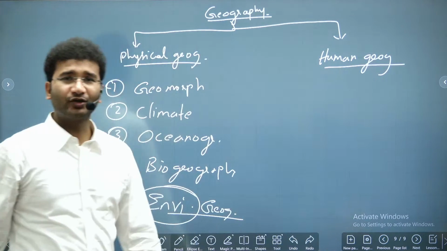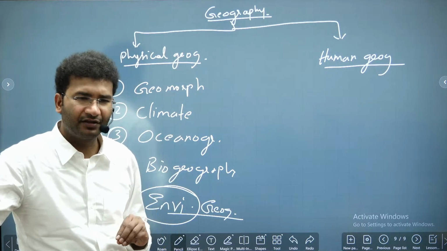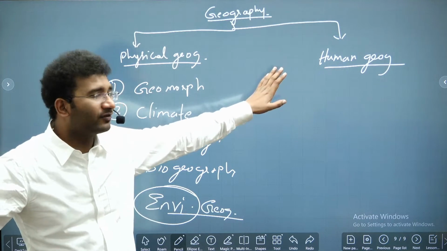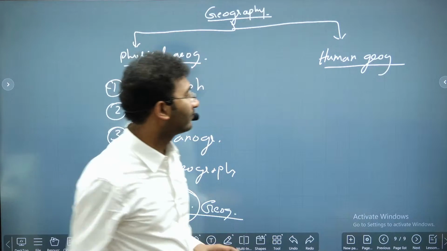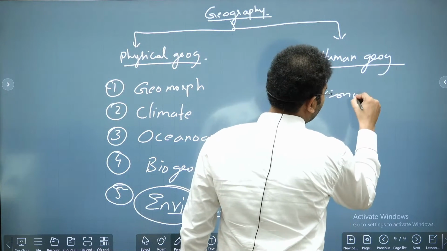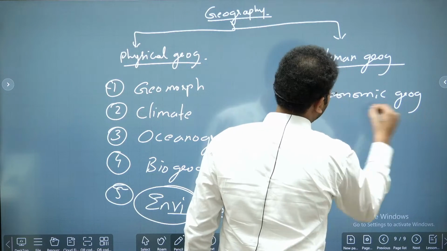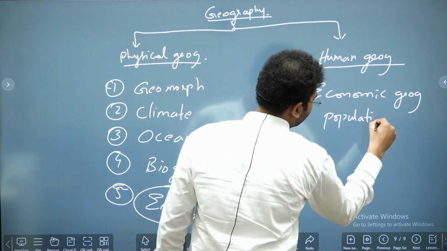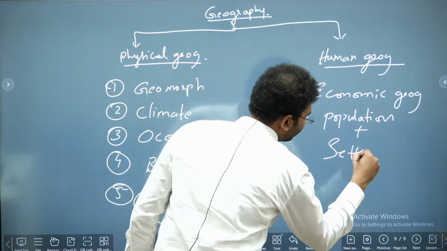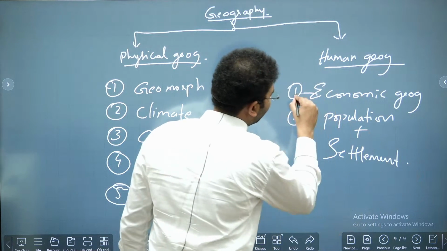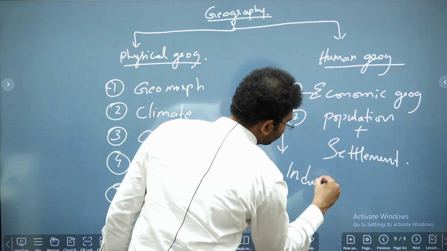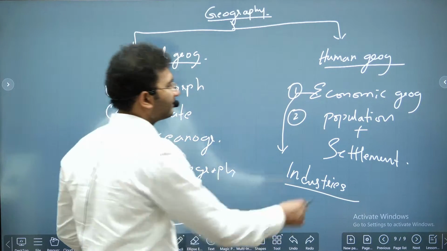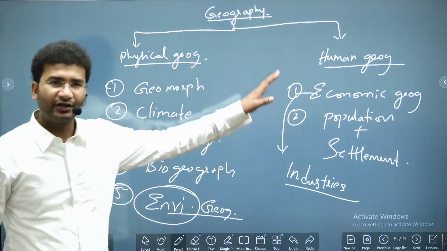This human geography is one of the important components. Every year there are some questions on this, in any exam you write. So human geography can broadly be divided into economic geography, number 1, population also, plus settlement. In economic geography, you will also study about industries. So firstly, let me talk about population and settlement geography and economic geography together as a single entity.